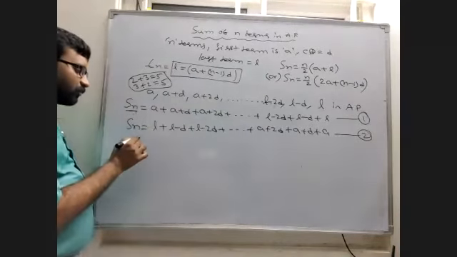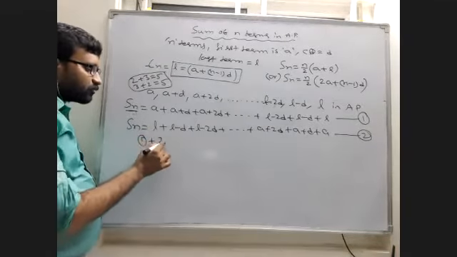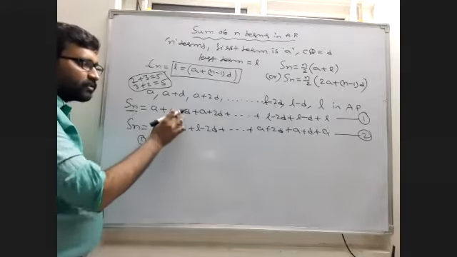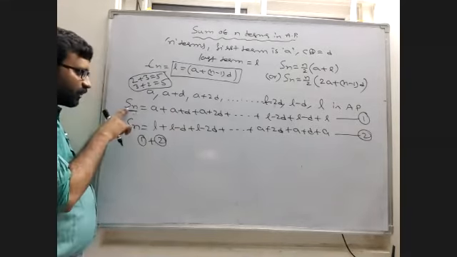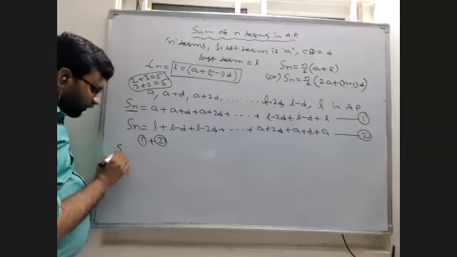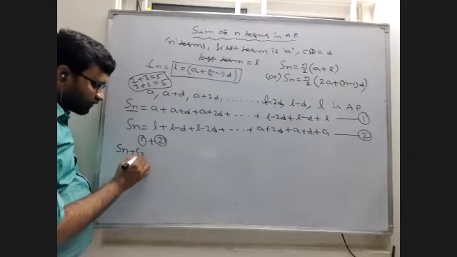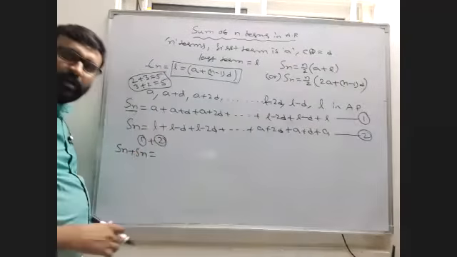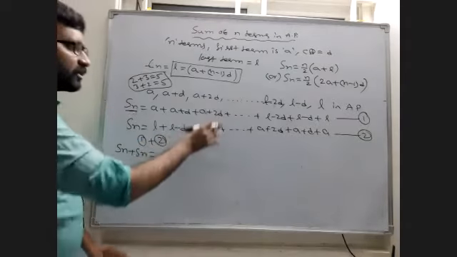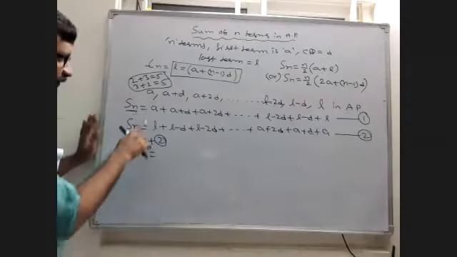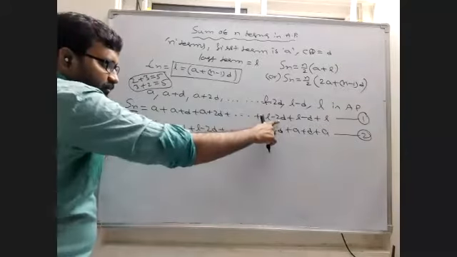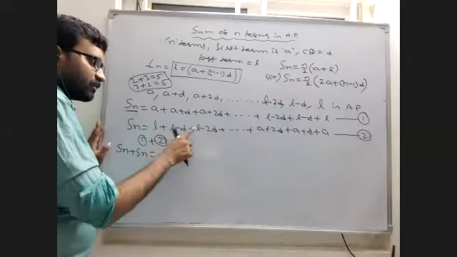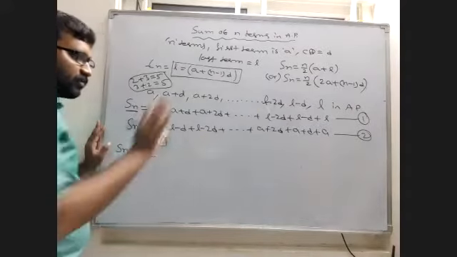Now I'm doing 1 plus 2. I'm adding equation 1 and equation 2, LHS and RHS. What is LHS? We have Sn, Sn. Now Sn plus Sn is equal to, we have to add these two series also: A plus D plus A plus D, so on, this plus L plus L minus D, L minus 2D, like this we have to add.